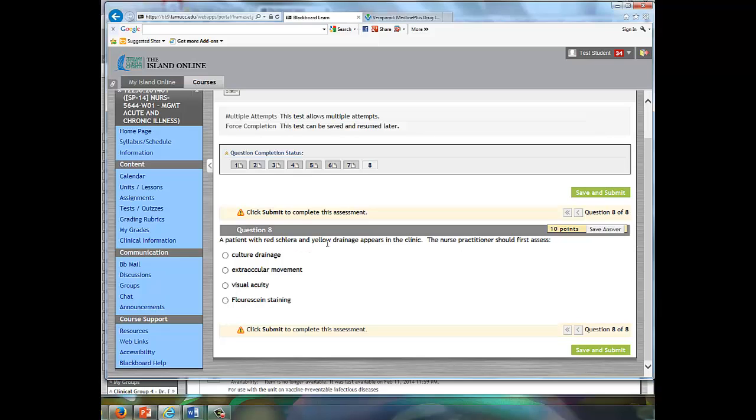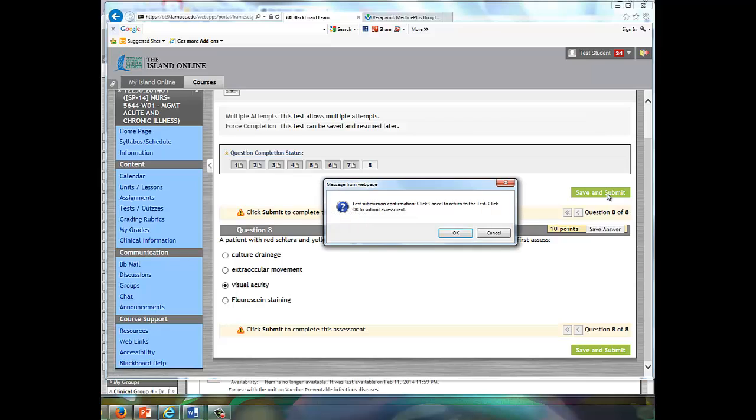The patient with red sclera and yellow drainage, we know what that is in the clinic. The nurse practitioner should first assess a culture, extraocular movement, visual acuity, and this is about your advanced health assessment differential diagnosis. We always want to assess visual acuity first in a patient with an eye complaint.